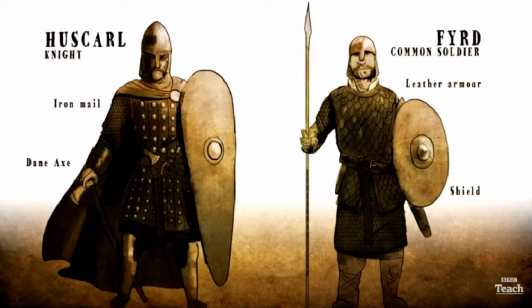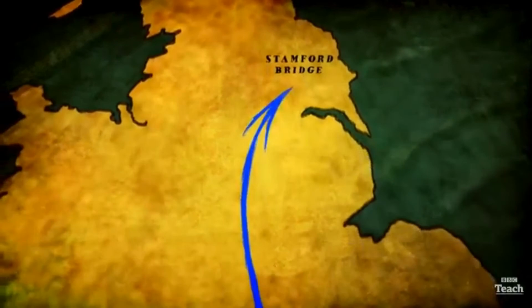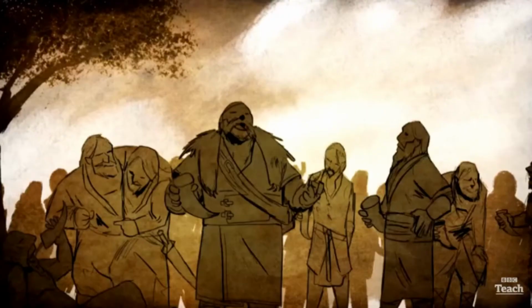They were recruited from every village in England and had to defend their local area and provide their own food and equipment. On the afternoon of Monday the 25th of September 1066, the English army arrived at a place known as Stamford Bridge. The king had travelled just under 300 kilometres in only 5 days.